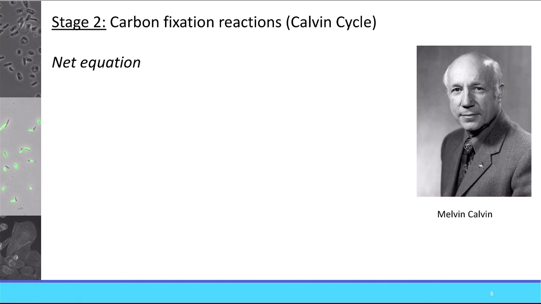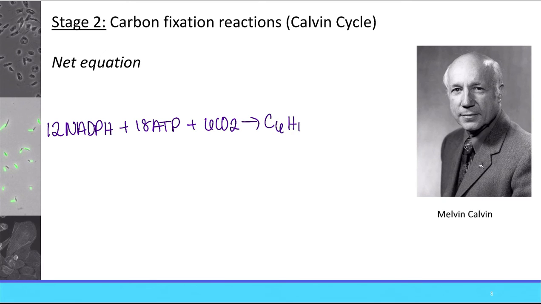And just like we did with stage 1, where we started with a net equation, we're going to start with a net equation for the Calvin cycle as well. So we're going to begin with those 12 NADPH and with 18 ATP. These are the energy management molecules that we made in stage 1. And we're going to add 6 CO2. And then our products are C6H12O6 plus 12 NADP+ plus 18 Pi plus 18 ADP plus water. So again, this is our overall net equation.